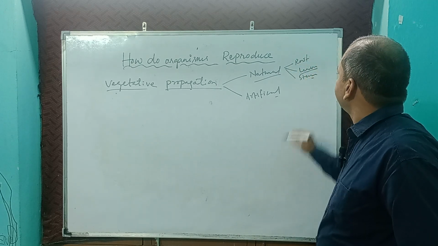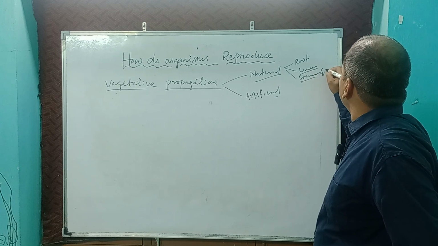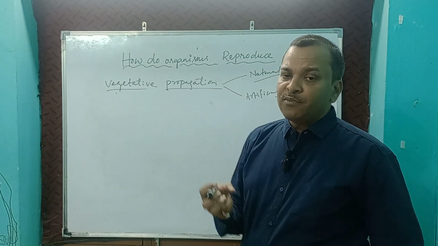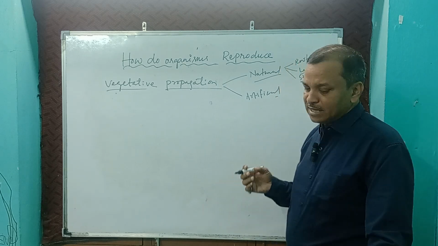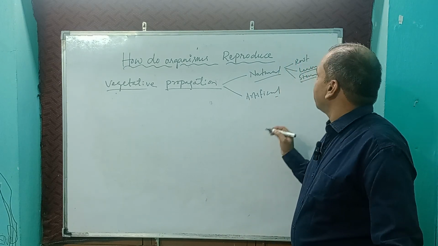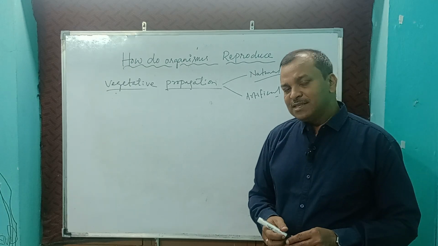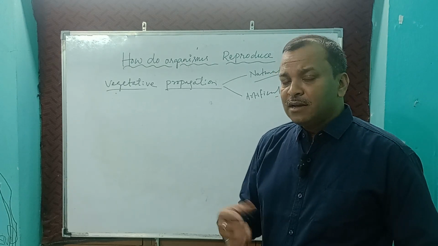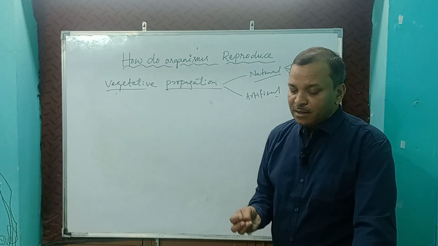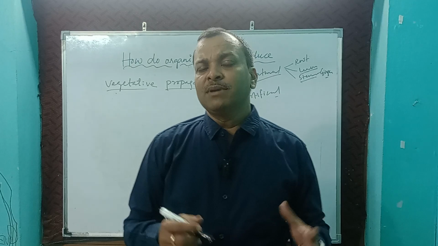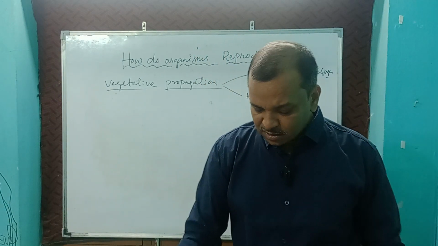Stems: turmeric and ginger are examples that can reproduce themselves from their stem. From bulbs, onion is the example. Next, artificially there are many different methods, such as grafting, layering, and cutting, by which we can grow new plants.